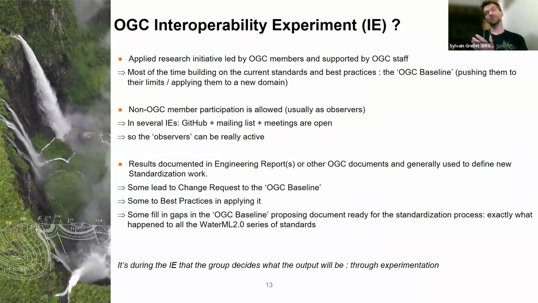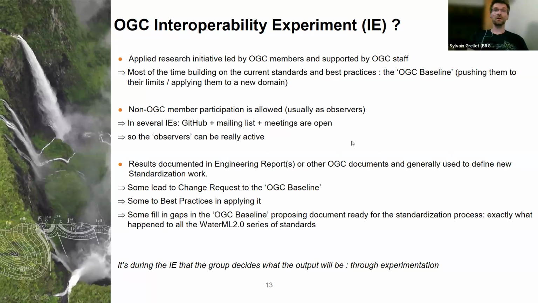What we do in an interoperability experiment is that we start with a domain question. Here it's how can we exchange water quality data with the current OGC standards, what we call the OGC baseline. And we just try and do what we can with the current standards. We push them to their limits and extend them if need be, or just fill in the gaps if we feel there is a need for new standards.